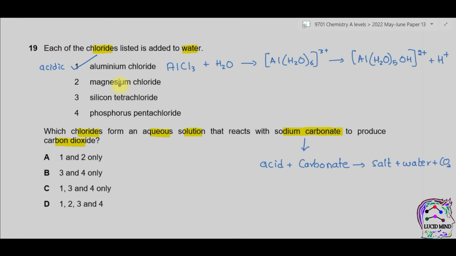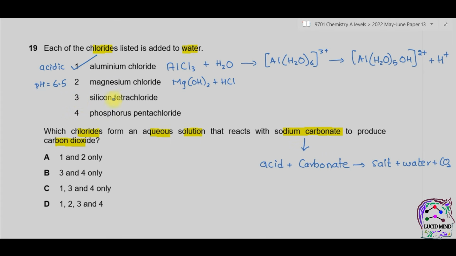Second one is magnesium chloride. Magnesium chloride forms magnesium hydroxide along with HCl. So we have both present in solution, magnesium hydroxide as well as HCl. So therefore the acidity will be very less. The pH of this solution is almost neutral, about 6.5. So it is not strong enough to release carbon dioxide from sodium carbonate.